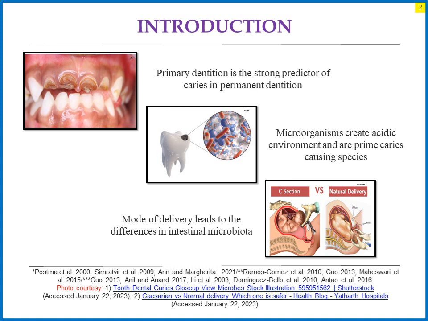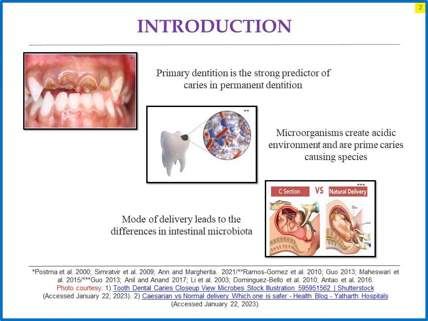To start with the presentation, let me share some important key factors. First, early childhood caries is a complex and commonly neglected disease of primary dentition, affecting the quality of life of children below 6 years of age. Dental caries in the primary dentition is a strong predictor of caries in the permanent dentition.